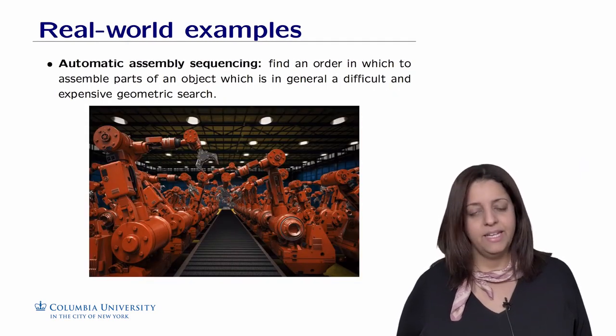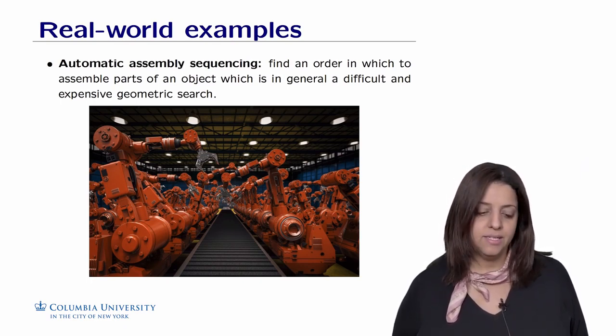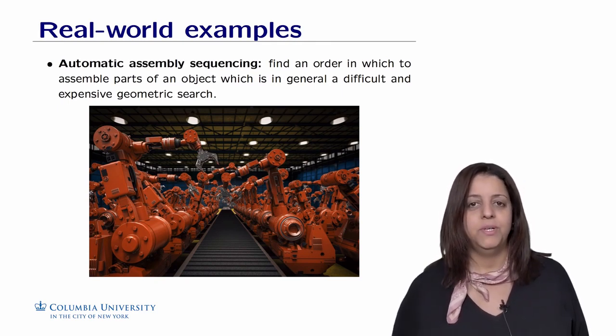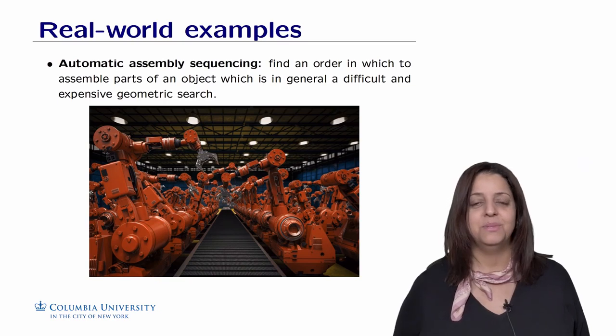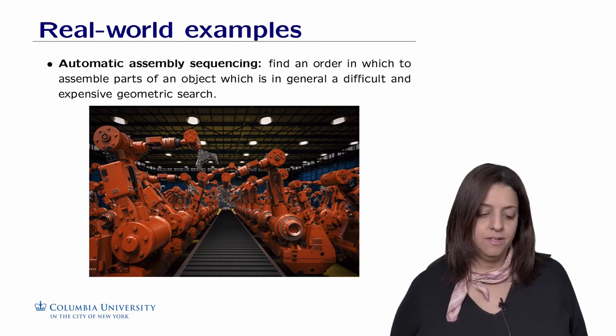Another successful application of search problems is automatic assembly sequencing, in which the goal is to find an order in which to assemble parts of an object. This is generally a difficult problem because you can't undo it. If you undo it, you need to disassemble what you have done so far. So it's an extensive and expensive geometric search of the different possible sequences of actions with which you can make the assembly of the object parts.